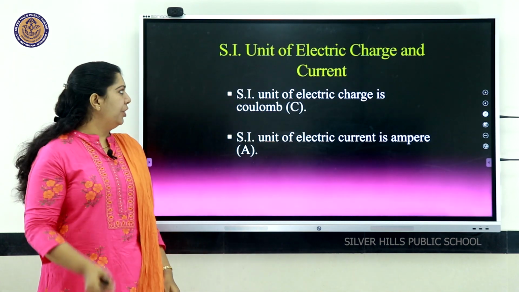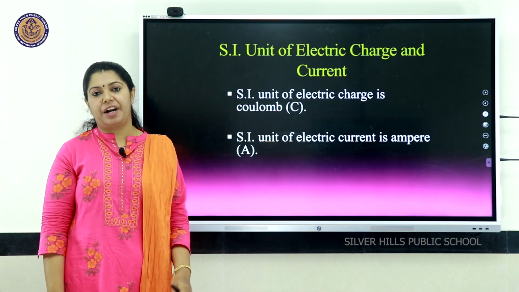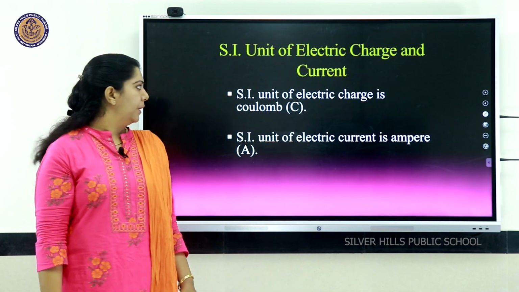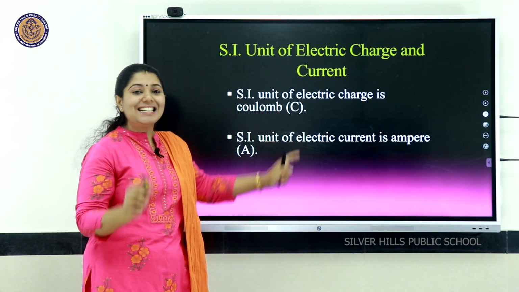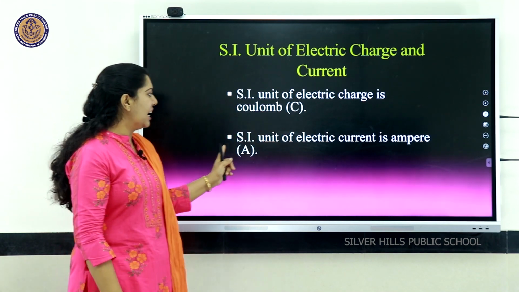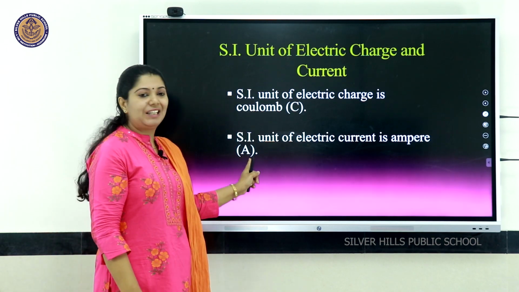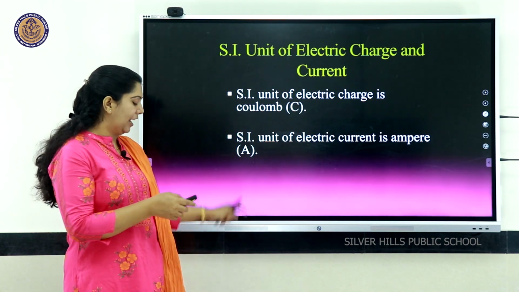Then the SI unit of electric charge and current. The SI unit of electric charge is coulomb, represented by the letter C, and the SI unit of electric current is ampere, represented by the letter A, capital A.